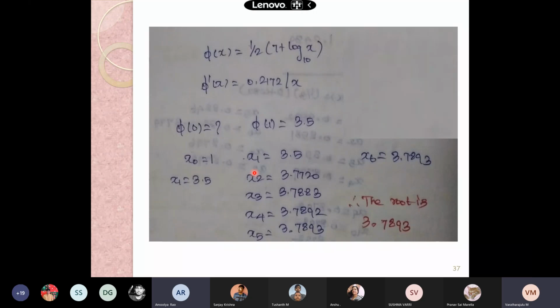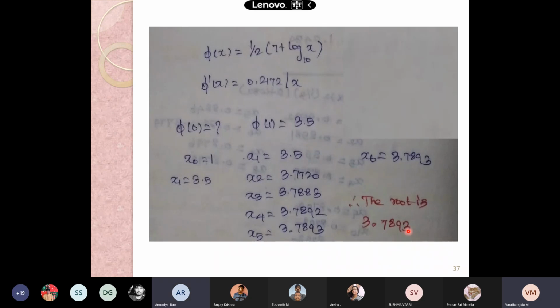3.77203. Then 3.78829. I think you didn't keep the number of digits, still okay. Tell me the fourth iteration result. Fourth is 3.78922. Right. Fifth iteration: 3.78927. Then sixth: 3.78928. By fixing the number of digits as 4, you'll get similar results in the fifth and sixth iterations. So stop the iteration at iteration number 6.